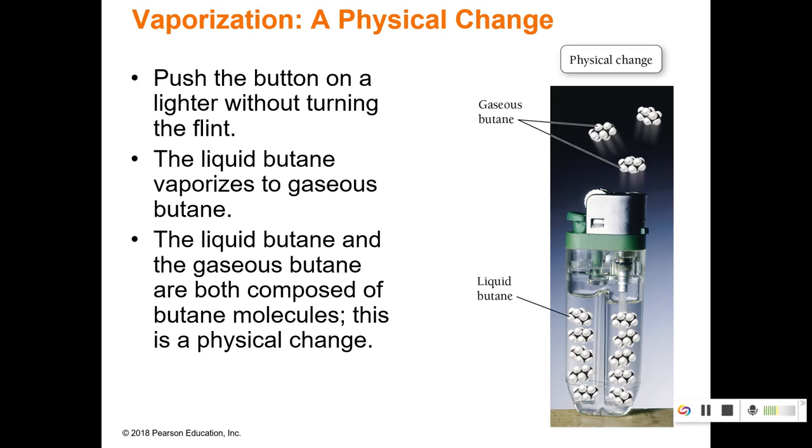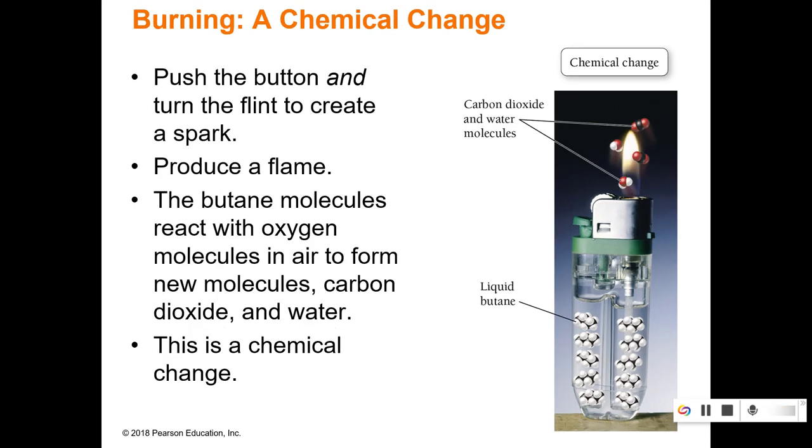Now we're going to talk about some physical changes and the words we use with different states of matter. So vaporization is the first one. Vaporization is when we go from liquid to gas. So when you push down on the lighter to release the gas, that is just going from liquid to gas in a butane lighter, so it is still a physical change. Once we ignite the lighter, then it becomes a chemical change because now it is no longer butane. It is now water and carbon dioxide particles.